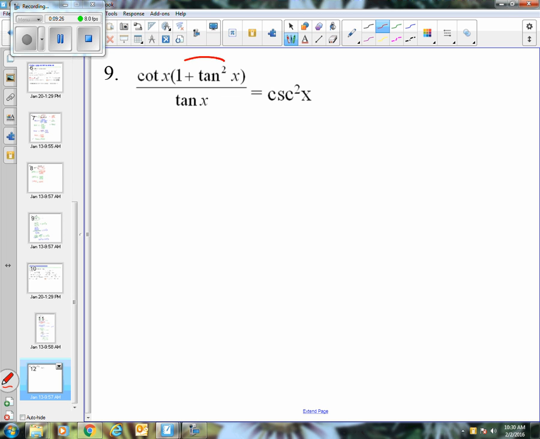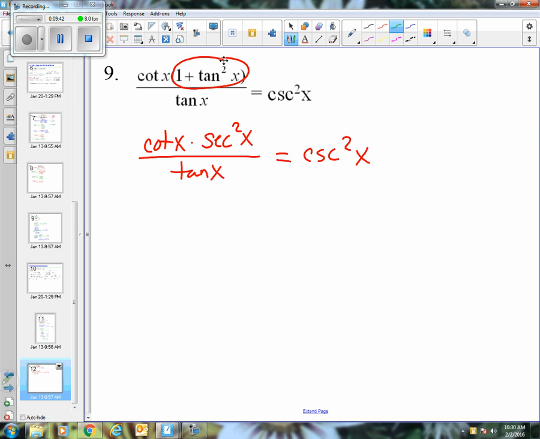I'm looking at this, thinking, I bet I can do something with that. 1 plus tangent squared, that is secant squared of x. Don't forget about your Pythagorean identities here. All right, we're trying to prove that this is cosecant squared. So that helps tremendously. I got rid of an operation.